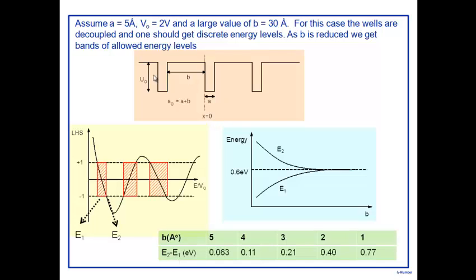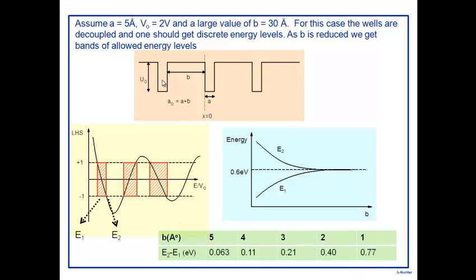So you can see here, if the separation between the wells is large, 5, let's say here, the width of the band is 0.063 eV. As the separation between the wells reduces to 4, the width of the band increases, 3, 2, 1. As the wells get closer and closer together, the width of the band becomes higher and higher. When you have a separation of only 1 angstrom, the width of the band is 0.77 eV.